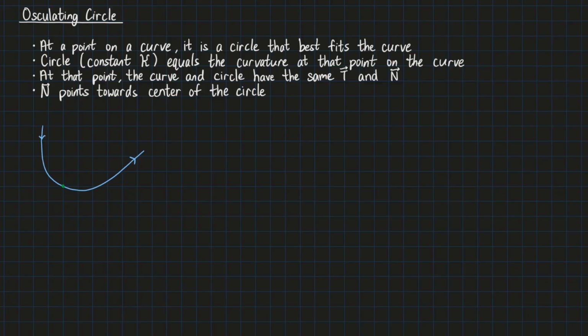This leads us to the circle of curvature, or the osculating circle. At a point on a curve, the osculating circle is a circle that best fits the curve at that point. The osculating circle has the same curvature as the point on the curve. For a circle, we just found that the curvature is 1 over the radius. So the radius of the osculating circle, which is called the radius of curvature, is 1 over the curvature of the circle. This is represented with the Greek letter rho.